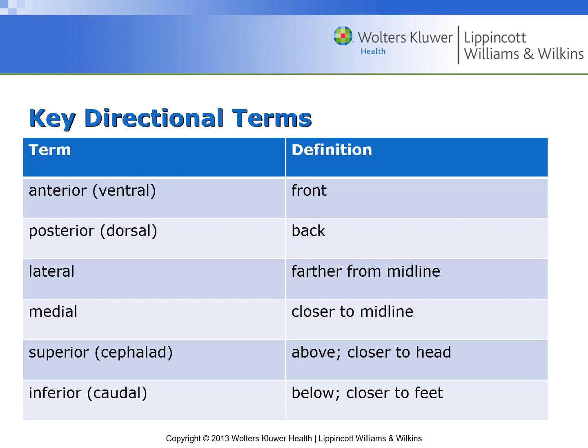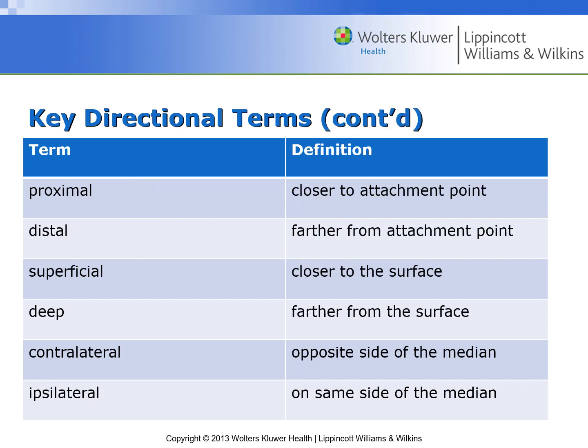Superior or cephalad refers to above or closer to the head. And inferior or caudal refers to anything below or closer to the feet. Proximal refers to closer to the attachment point with respect to the extremities. Distal, also referring to the extremities, anything that is farthest from the attachment point.